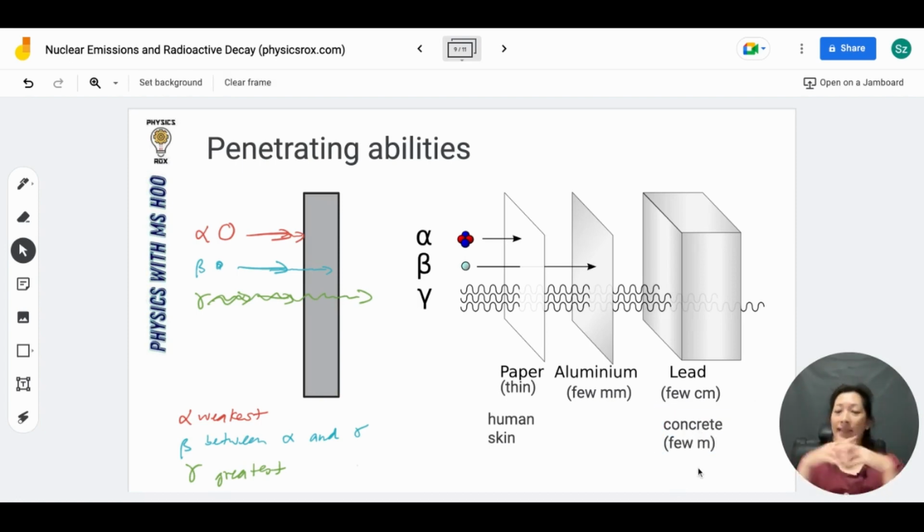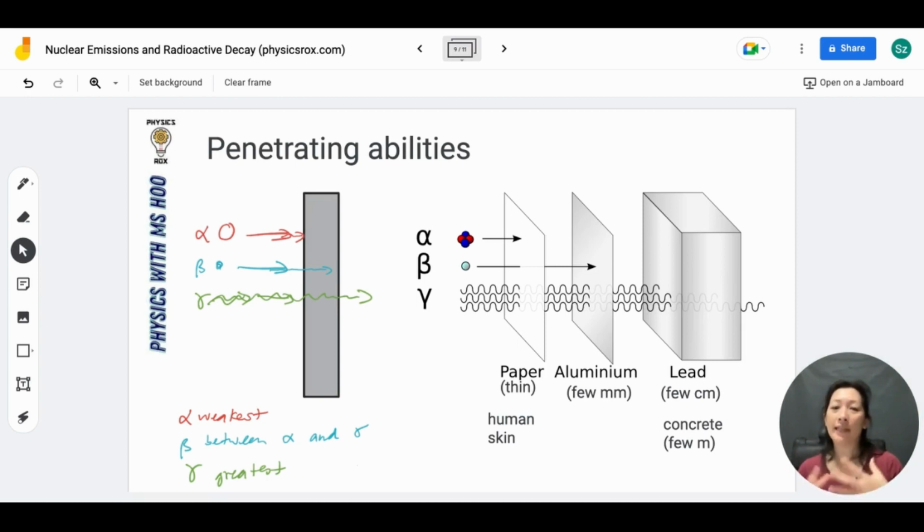So don't think that, oh, if I stay in my home made of concrete, it's able to stop the gamma rays. No. If you look at how thick your walls are, it's not even 1 meter thick. It's probably about 20 to 30 centimeters thick. You need a few meters thickness of concrete to be able to reduce the gamma rays.